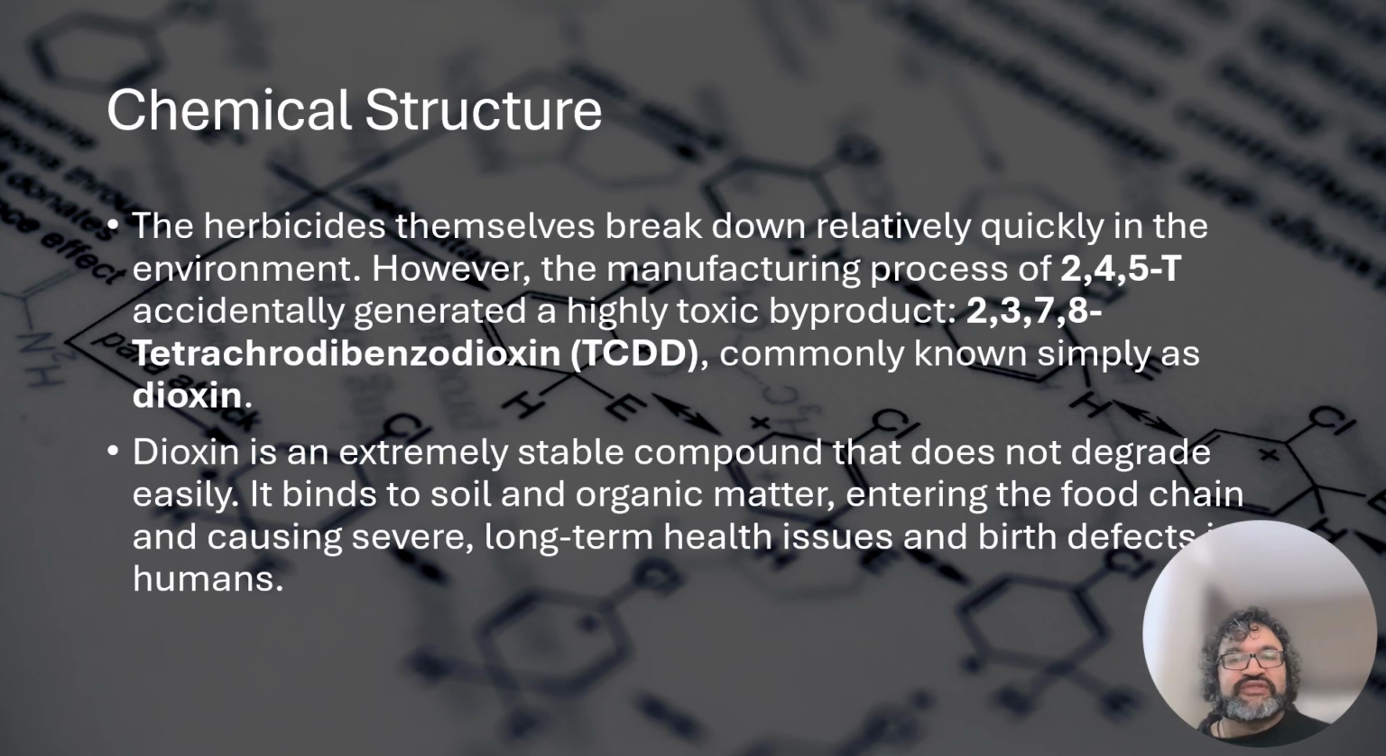So what's the chemical structure? I was kind of explaining this. It's a benzene ring and an acetic acid extension. The herbicides themselves break down relatively quickly in the environment. However, the manufacturing process of 2,4,5-T accidentally generated a highly toxic byproduct. And so this accidental discovery was being used for 10 years in Vietnam. This was common.